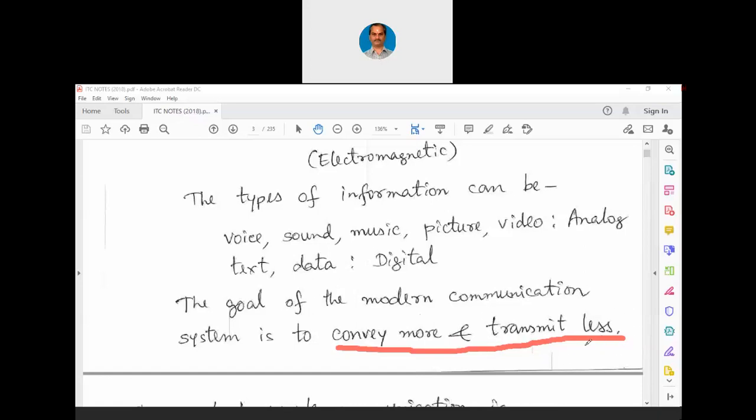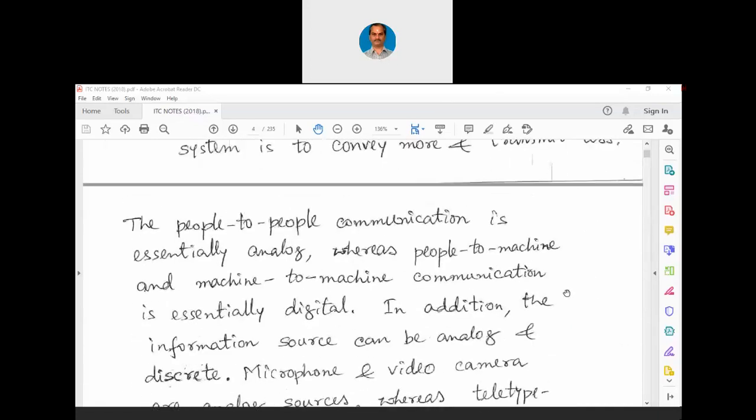So the goal of the modern communication system is that we should convey more. That means information should not be lost in any way. Complete information should be conveyed, but it has to be conveyed with a lesser number of bits or a lesser number of resources, so that we can save the amount of resources and we can reduce the cost of this communication. That is the goal of the modern communication system, and we are actually achieving it. We are achieving it by means of many methodologies, which you are going to explore one by one in this course and in other courses also.